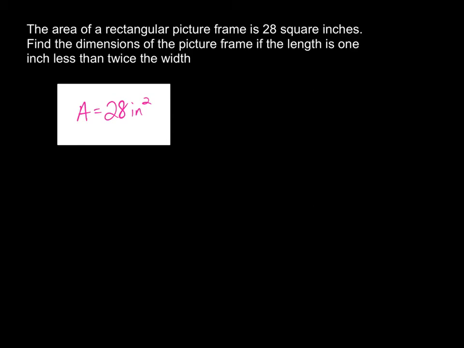Now, how do we decode this last piece? The length is 1 less than twice the width. In order to decode that, you'd always want to start with the second dimension. The first dimension that's listed is length, the second dimension that's listed is width, and that's what you want to be x. The second dimension, x will be the width. That way we can represent the first one, the length, in terms of the width. So I'm going to call this the width here, that's fine.